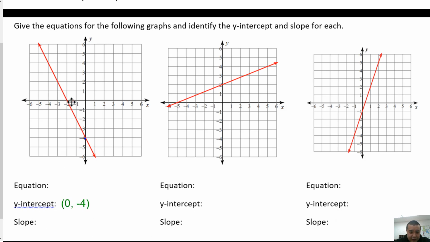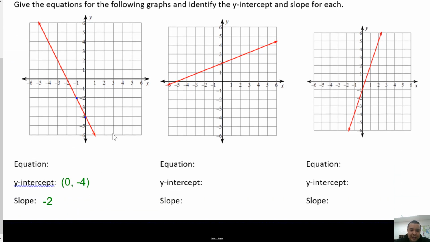Our slope, we can easily identify by finding 2 points on the line. So let's go with this one and this one. We can see that it's over 1, down 2, so -2 is our slope. And because of that, we know that y equals mx plus b. The m is the -2, and the y-coordinate, this -4, is going to be our constant. So we have y equals -2x minus 4.